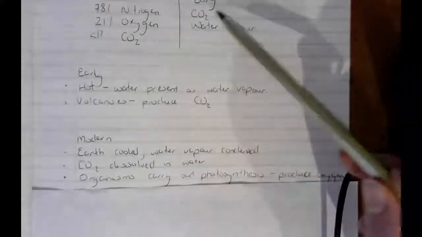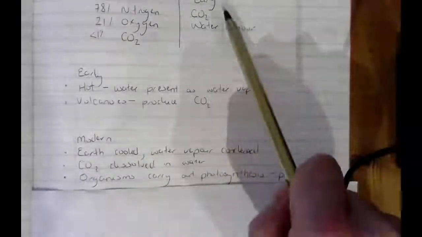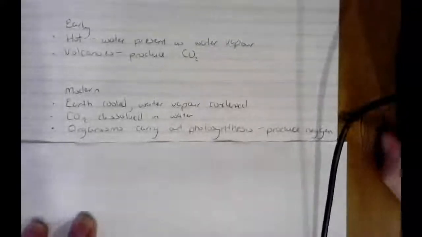So these are the key points that you need to know about what the Earth was like and why the atmosphere was like that, and then how things changed. The main thing, the Earth cooled, water vapor condensed, that removed the water vapor from the atmosphere, but also the carbon dioxide was able to dissolve in the oceans and it massively reduced the CO2. The other thing then, organisms carrying out photosynthesis, and that's going to produce oxygen.